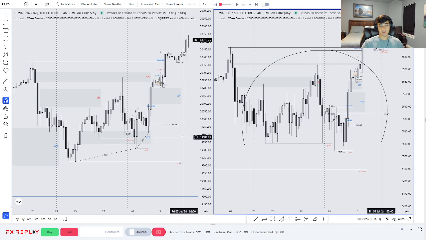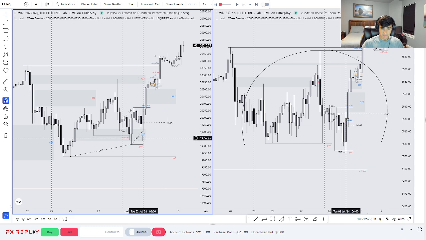And I'll probably try to find an example of that. But this is it. ES takes the previous week low, NQ does not. That indicates a change in direction. Then I look for an SMR, and I look to get long off of that.